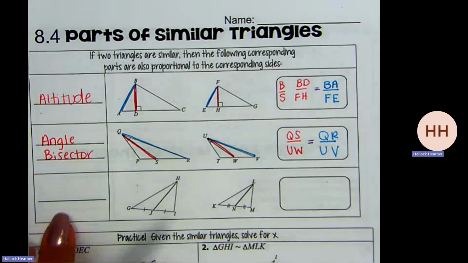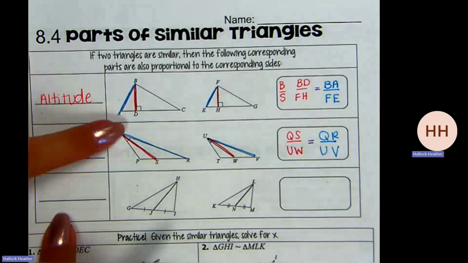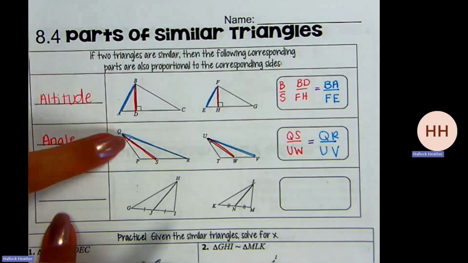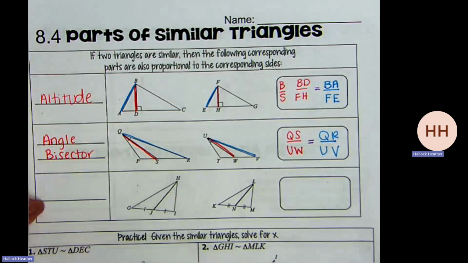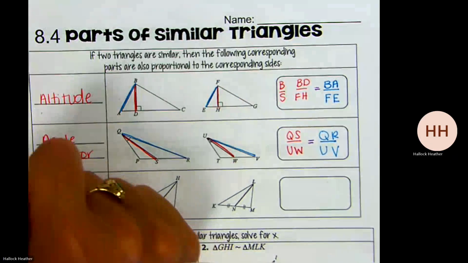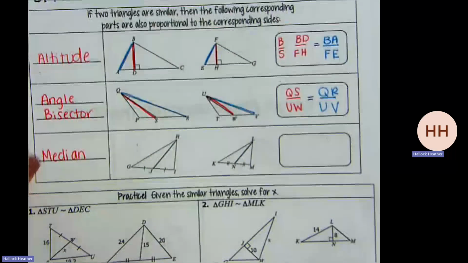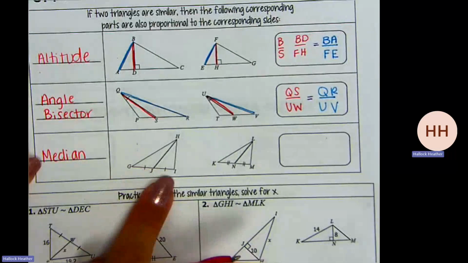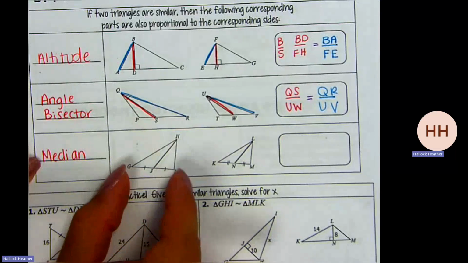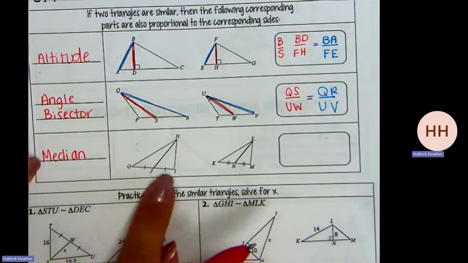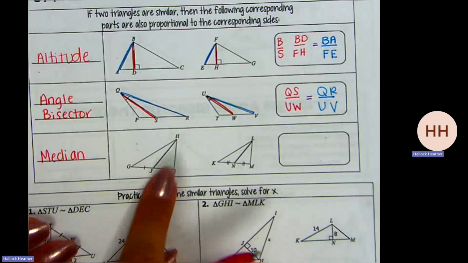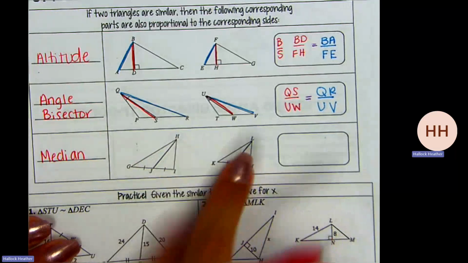The last kind that they have, so there's an altitude, which makes 90-degree angles. There's an angle bisector, which is splitting the angle. This last one is called a median. The median is the midsegment of the bottom or the base. So it's splitting that into two equal parts. So this piece is congruent to this piece. So same idea. I'm going to use the big triangle first. I'm going to compare it to the small triangle.